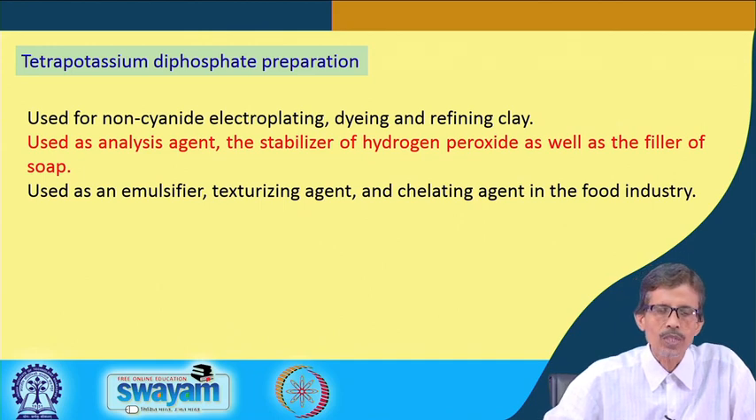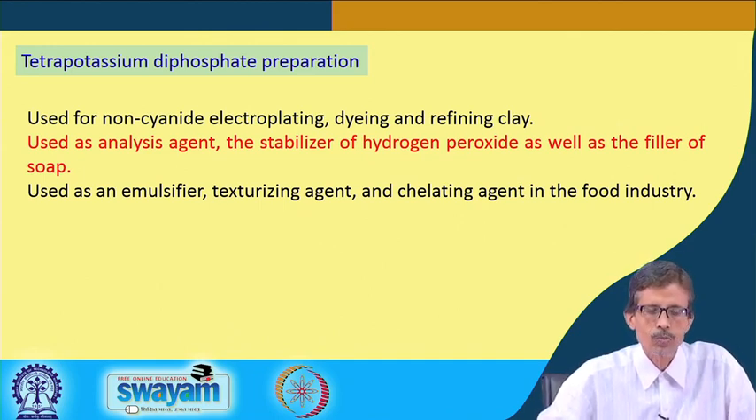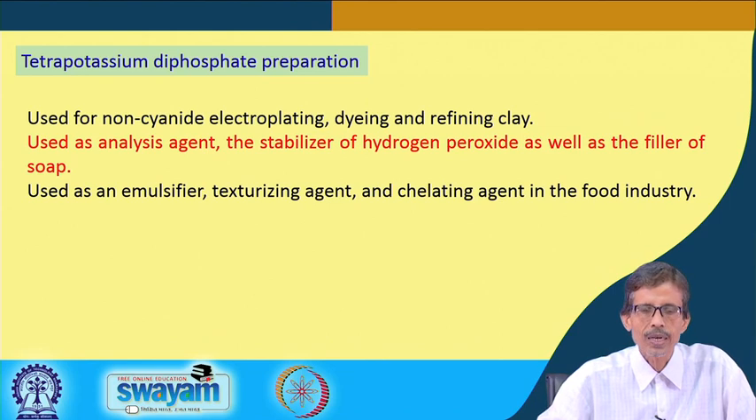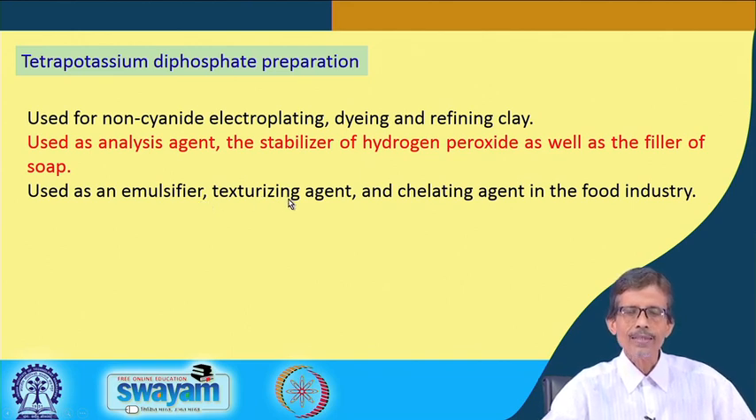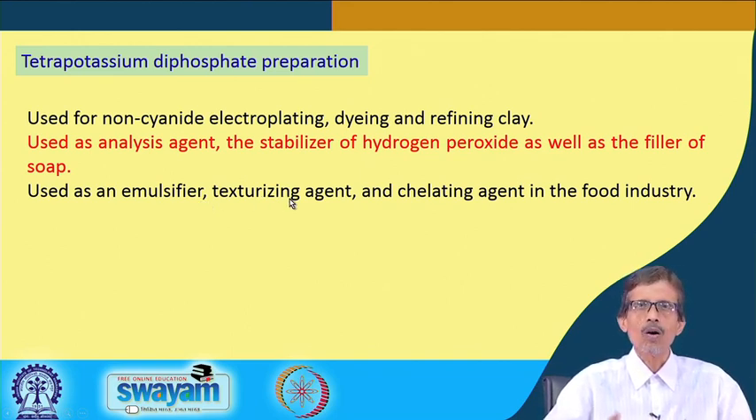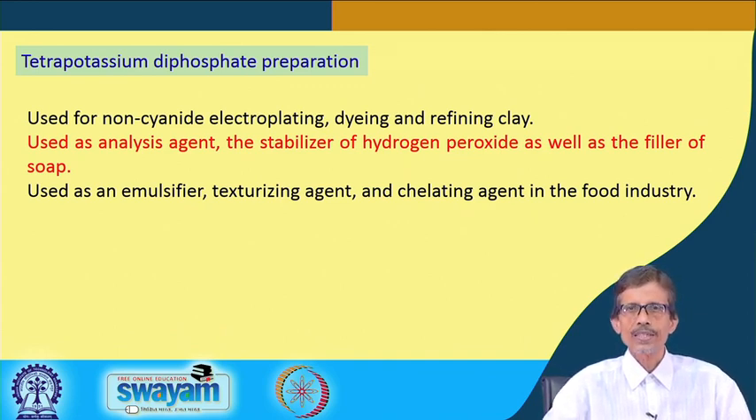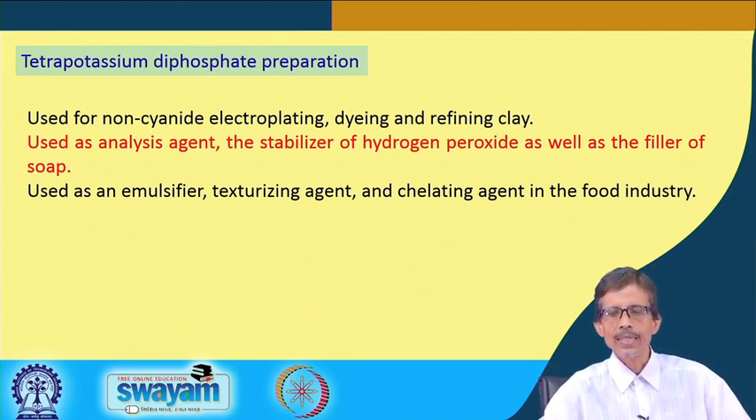The pure form of these salts, the trisodium triphosphate salt, is your detergent material, but this diphosphate salt can be utilized as filler material for the soap. Then in the third category, it can be used as an emulsifier, it can be used as a texturizing agent, that means it can improve the texture of textiles or cloth material or paper or any other thing where we can try to improve the texture, even the metallic surface also. If we improve the texture of that metallic surface, we can use it as a texturizing agent.